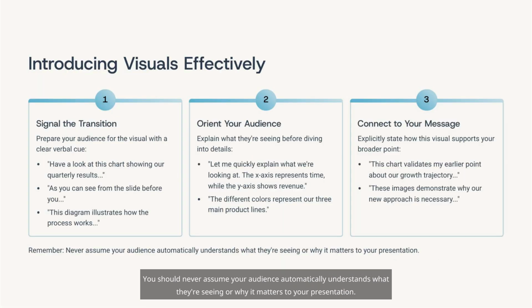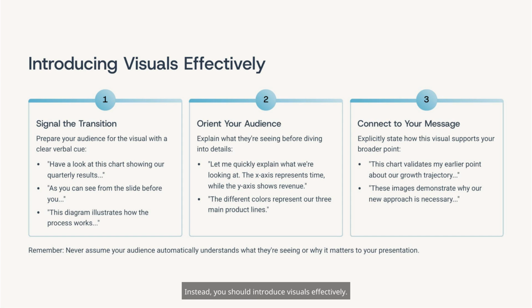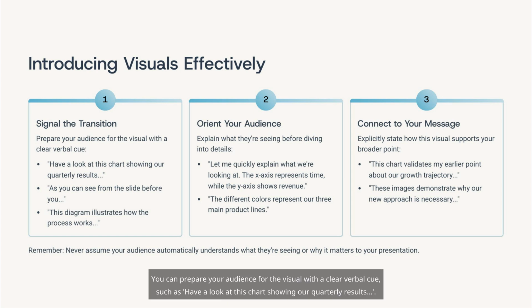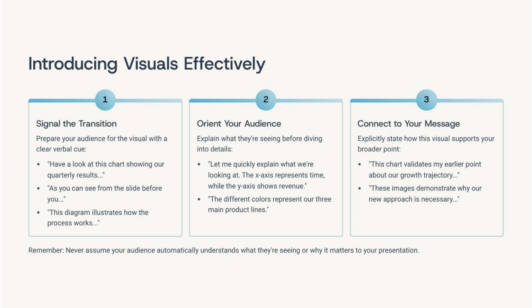You should never assume your audience automatically understands what they're seeing or why it matters to your presentation. Instead, you should introduce visuals effectively. First, signal the transition. You can prepare your audience for the visual with a clear verbal cue, such as "Have a look at this chart showing our quarterly results."